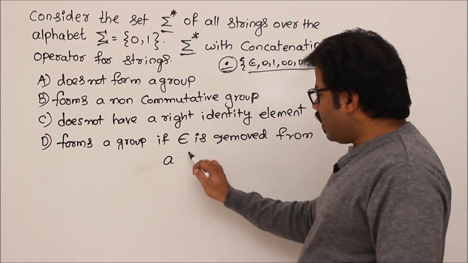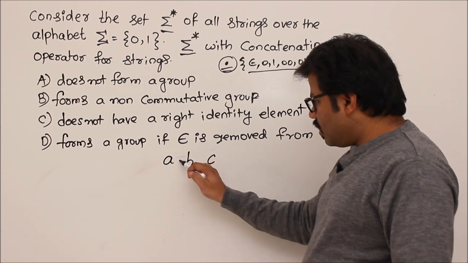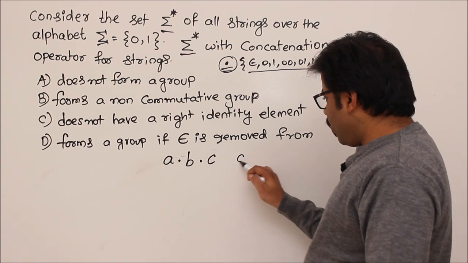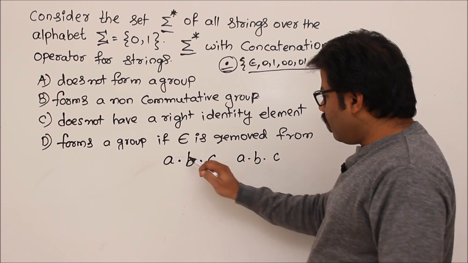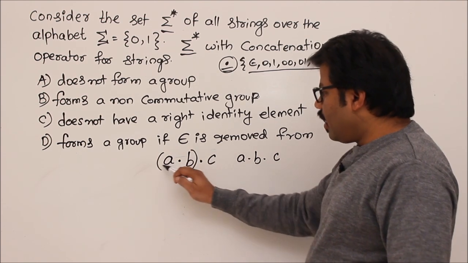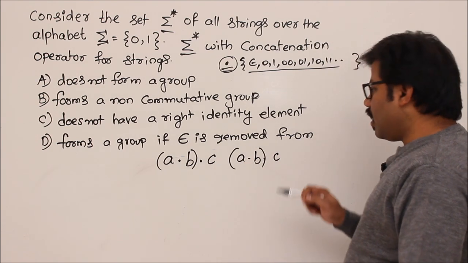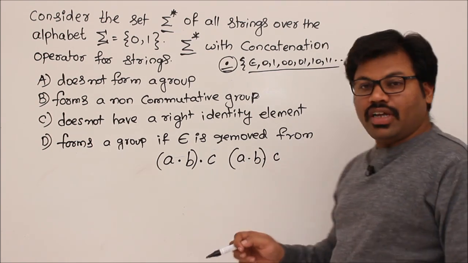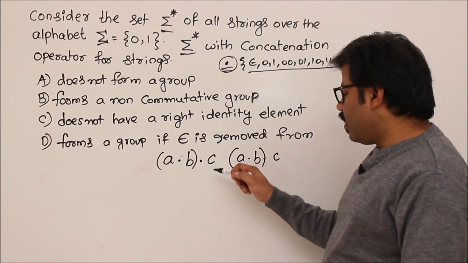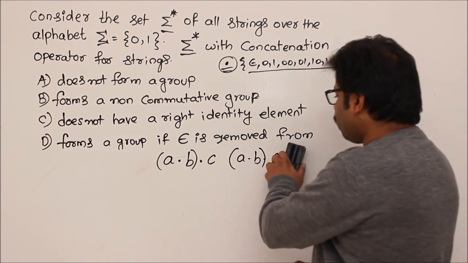When you have three strings A, B, C, order matters, like A dot B dot C. Always ask yourself this question: A concatenation B concatenation C, with A concatenation B first and after that concatenation C. Will they give a different answer? No. We know that already, correct? So that's why it is associative.